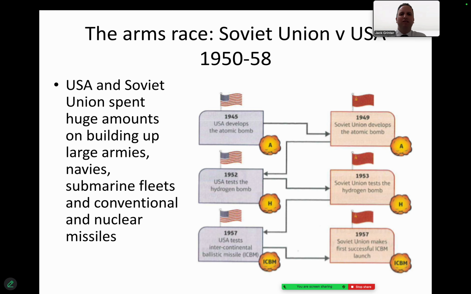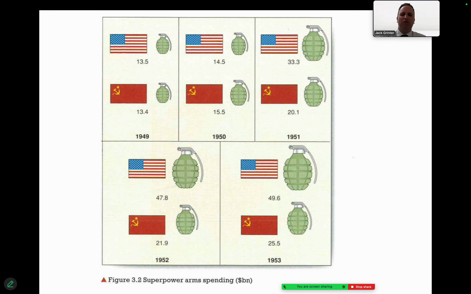Okay, right. We haven't got too much more left. We're now moving on to the arms race, which carries on in the 50s. We've spoken about the arms race earlier on. Here you've got, this is from the Hodder textbook, a good little graph which shows how much the USA and the Soviet Union are spending on arms from 1949 to 53, and you can just see ultimately that it increases. Each grenade represents a number in billion dollars.